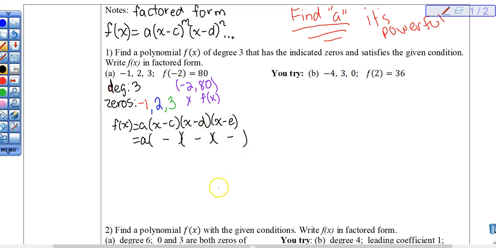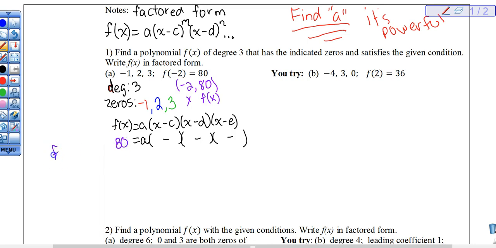And so basically I'm telling you right now, I'm substituting all those other variables for numbers, which means I can solve for A, right? Because it's the only unknown. So I'll pick up my purple pencil first, and I'll go ahead and insert my x's and my f of x. My f of x is 80.